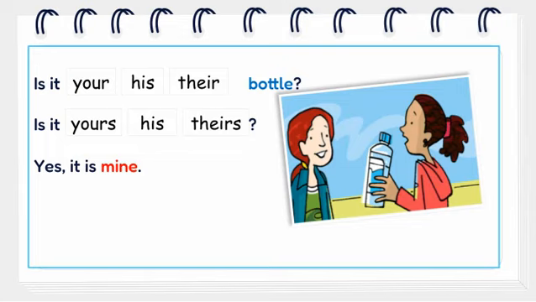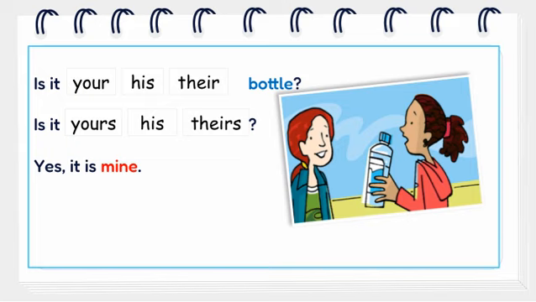All right, let's look at these possessive pronouns and the way we ask about ownership. Here, we have words like theirs, his, yours, their, his again, and your. These are all used to show who something belongs to. When we ask, is it a bottle? We can follow that with a possessive pronoun to clarify whose bottle we're talking about. For example, if I want to ask if the bottle belongs to me, I might say, is it mine? And when someone responds, yes, it is mine, they're confirming that the bottle belongs to them.